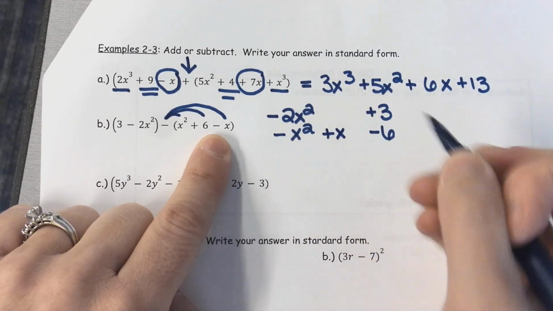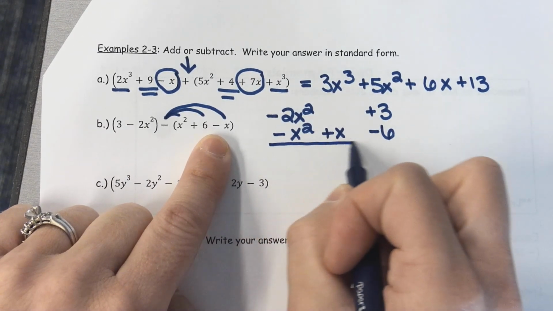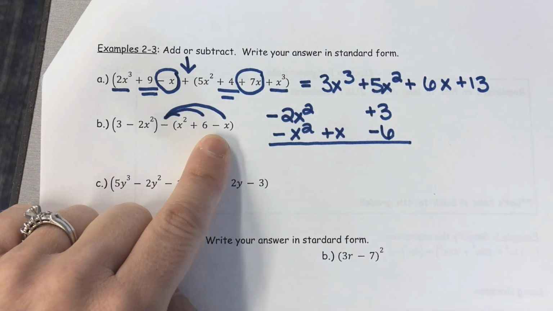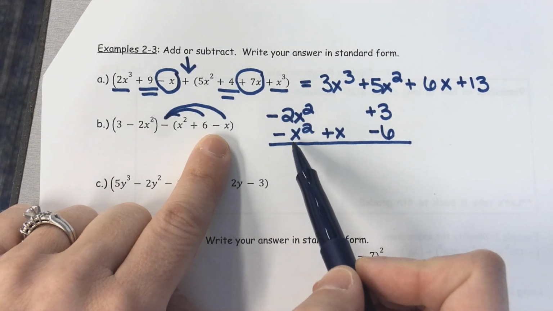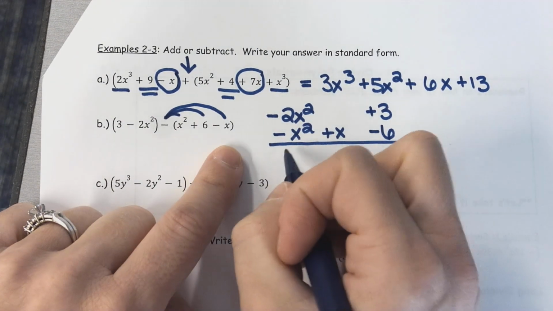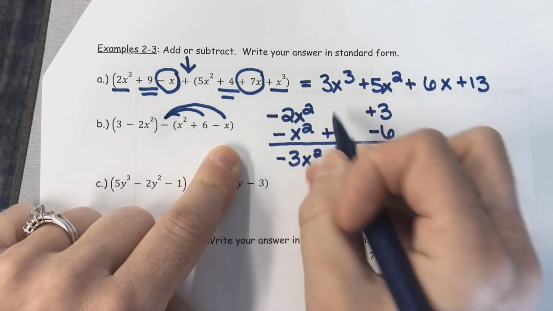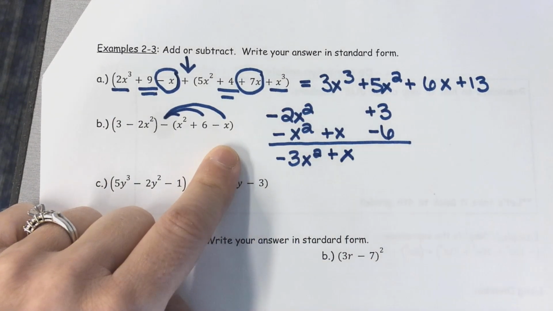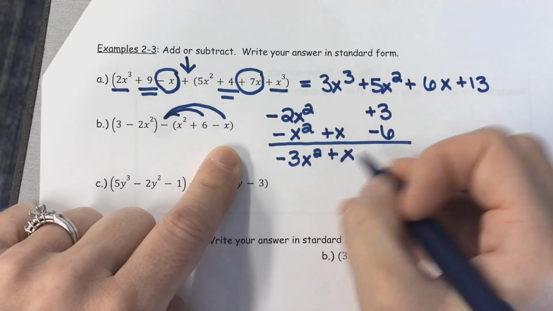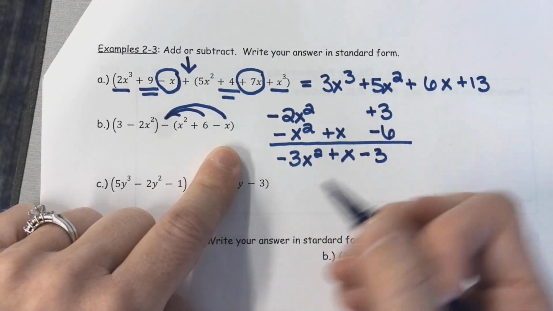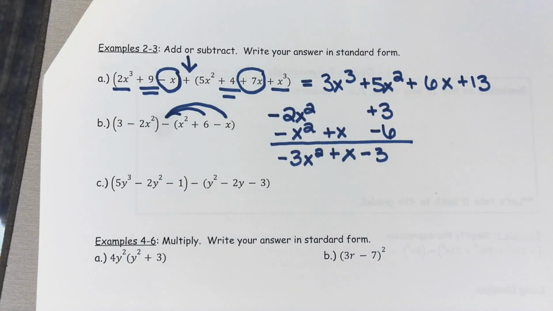And positive x doesn't have a buddy, so it's going to go in that middle spot where there's nothing else. If I have negative 2x squareds and I subtract one more, I have negative 3x squared. x plus nothing, x. 3 and negative 6, negative 3. So this would be my final answer.